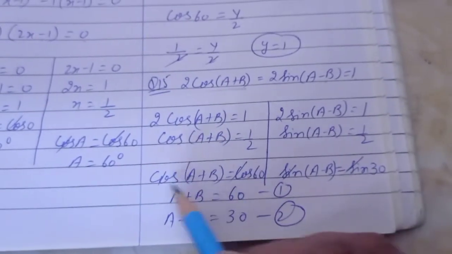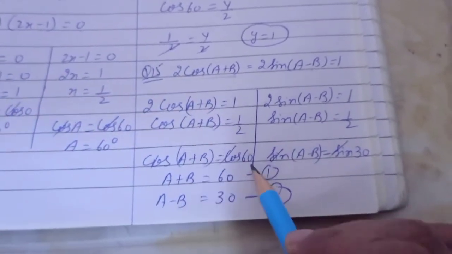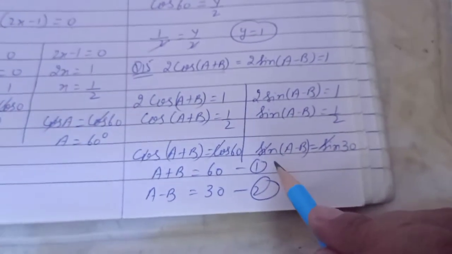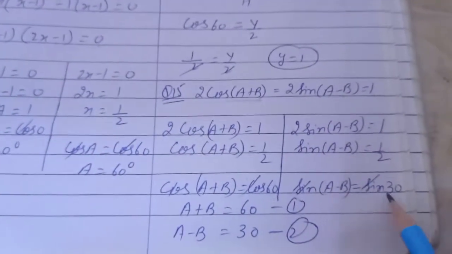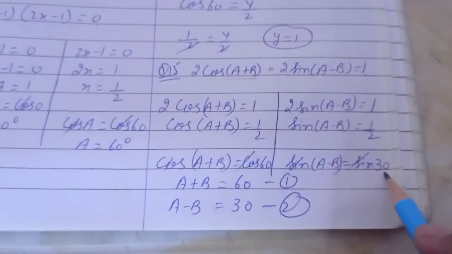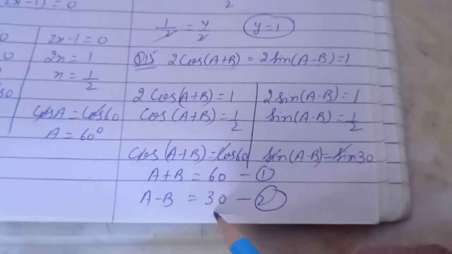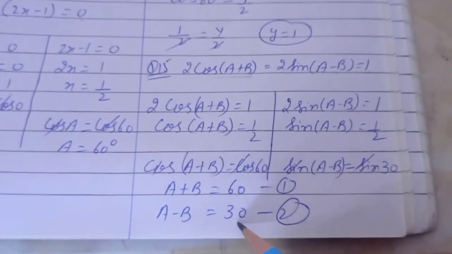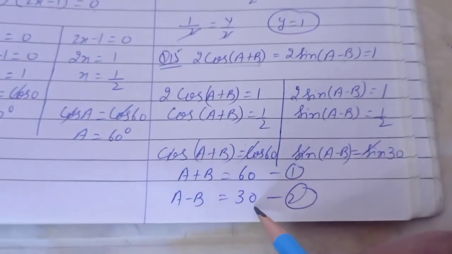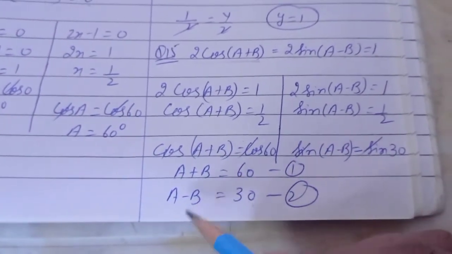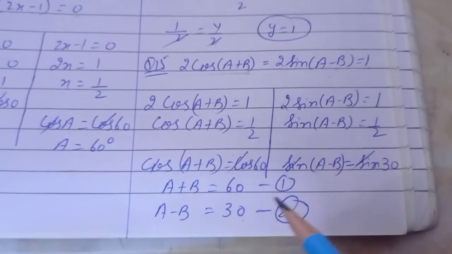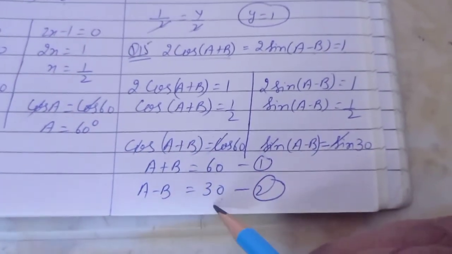Cos 60. Cancel. a plus b is equal to 60 degrees. Same way, sin is 1 by 2 at which angle? Sin 30. Sin and sin will get cancelled. So we are left with a minus b is equal to 30. So children, you got these two linear equations. You know how to solve. By adding, b and b will get cancelled. You will get 2a is equal to 90. So a will be 45.